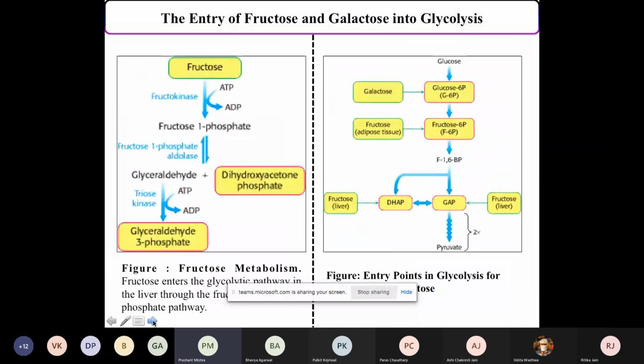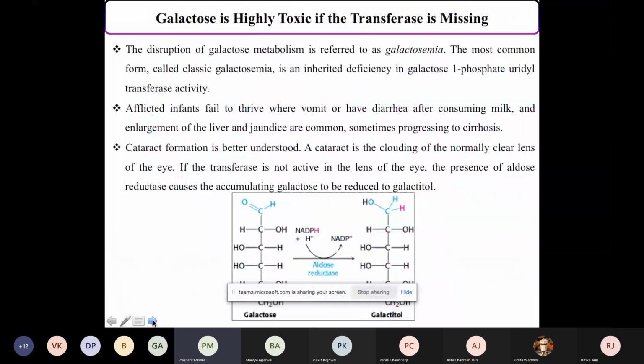Let's talk about that. If the enzyme galactose 1-phosphate uridyl transferase is absent, which is a genetic disorder called galactosemia, that is what leads to the accumulation of galactose. So what will happen? In many infants and kids, this will lead to diarrhea. Once they consume milk, they will face diarrhea. If it is not metabolized for a longer time, you will have jaundice, and sometimes progression to liver cirrhosis. Why? Because your liver has a lot of load, and it is not going to be metabolized.